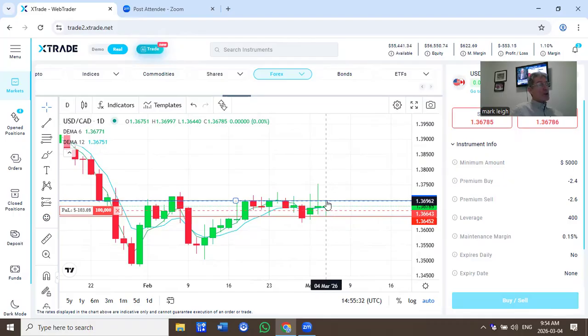Tough level. US dollar buyers haven't been able to break above that 137, as you can see, for a while, for the whole of February. And I've got support at 136.45. That's the level sellers will be looking at.